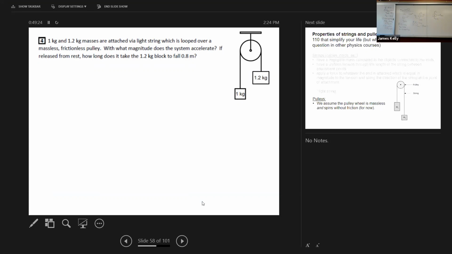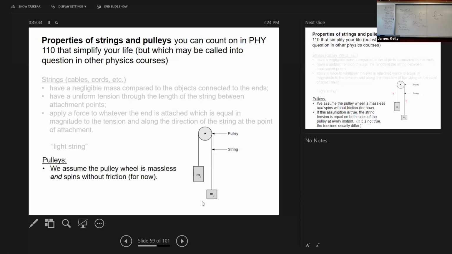In the same way we're using idealized strings, you can imagine if I loop 2 masses over a pulley, like this one's more massive, this one's less. This one's going to start falling down while this one gets pulled up. Hopefully that's not too non-intuitive. So we need to know some properties of pulleys. So let's add on to the stuff that we discussed earlier.